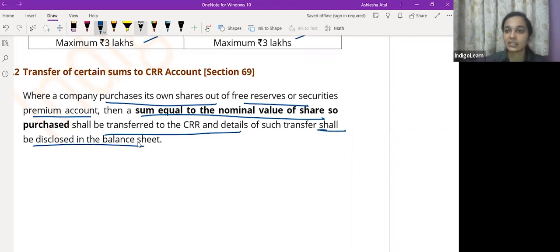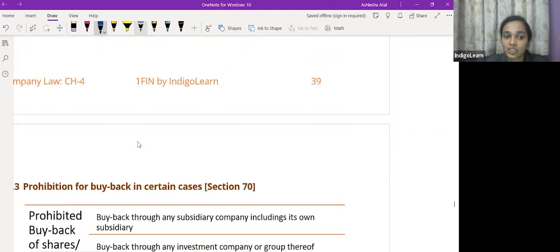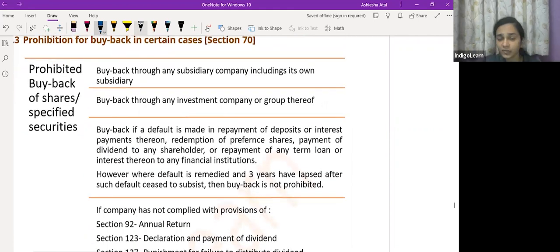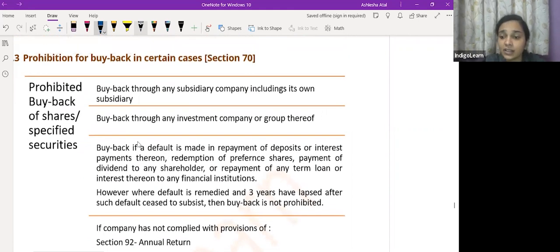So be very clear कि CRR में जो amount है वो एक ही purpose के लिए use होगा, कोई और purpose नहीं. But CRR में amount कहाँ से आ सकता है? At the time of redemption of preference shares या फिर when the company is purchasing its own securities. So these are the situations wherein the amount comes up in the CRR account, or the Capital Redemption Reserve.